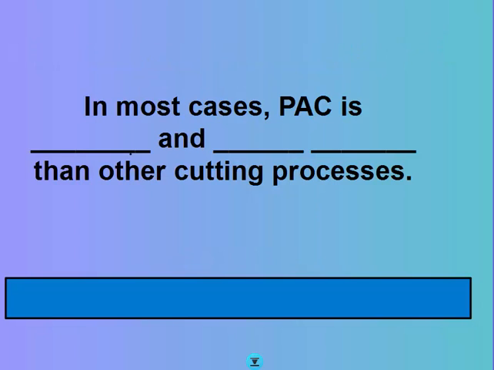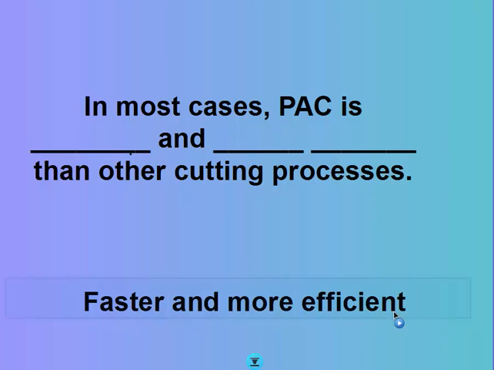In most cases, plasma arc cutting is blank and blank than other cutting processes. The answer is faster and more efficient. So that sentence would read, in most cases, plasma arc cutting is faster and more efficient than other cutting processes.